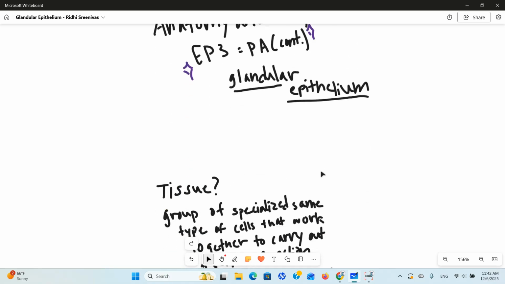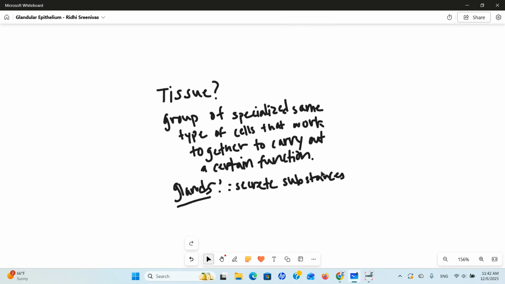But let's recap a little bit. A tissue, again, is a group of the same type of cells that work together to carry out a certain function. What we're talking about today is glandular epithelium, and that is the type of tissue that glands are made of. Now, what are glands? Glands are organs that secrete substances in general, but they can secrete substances into an internal or an external environment, which we're going to be talking about a bit today.